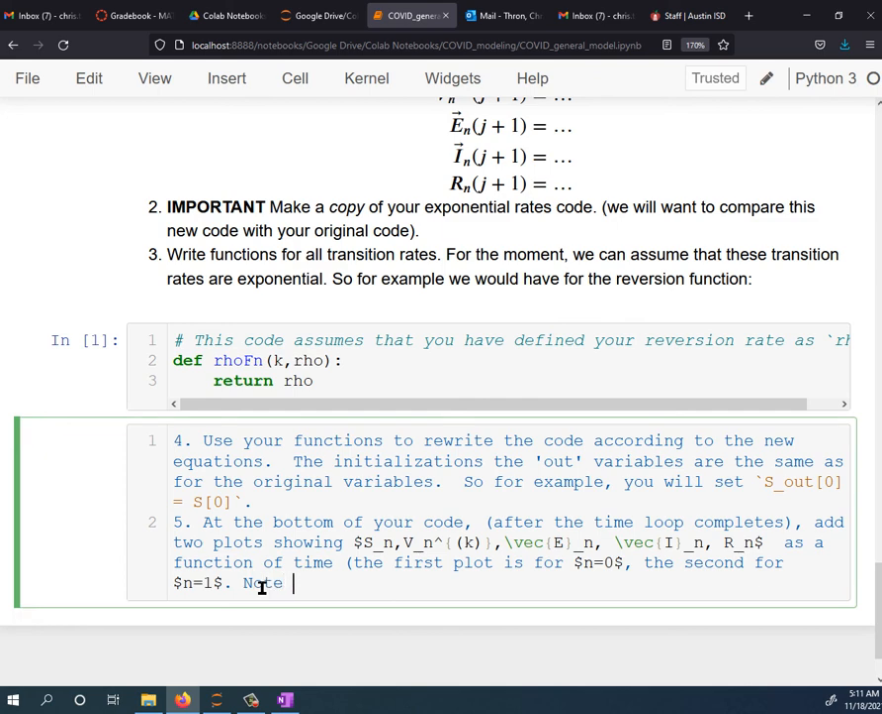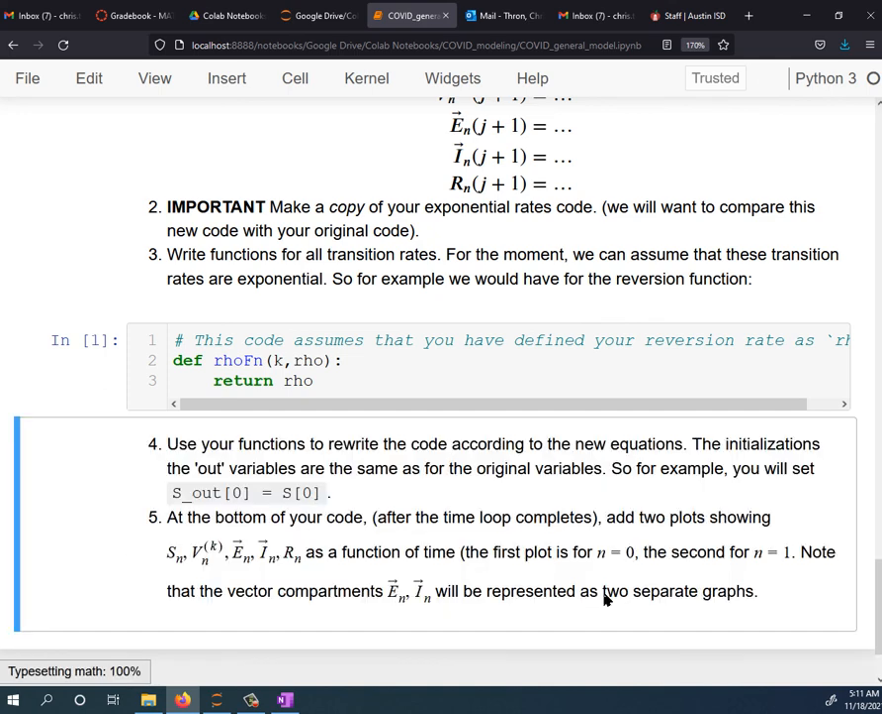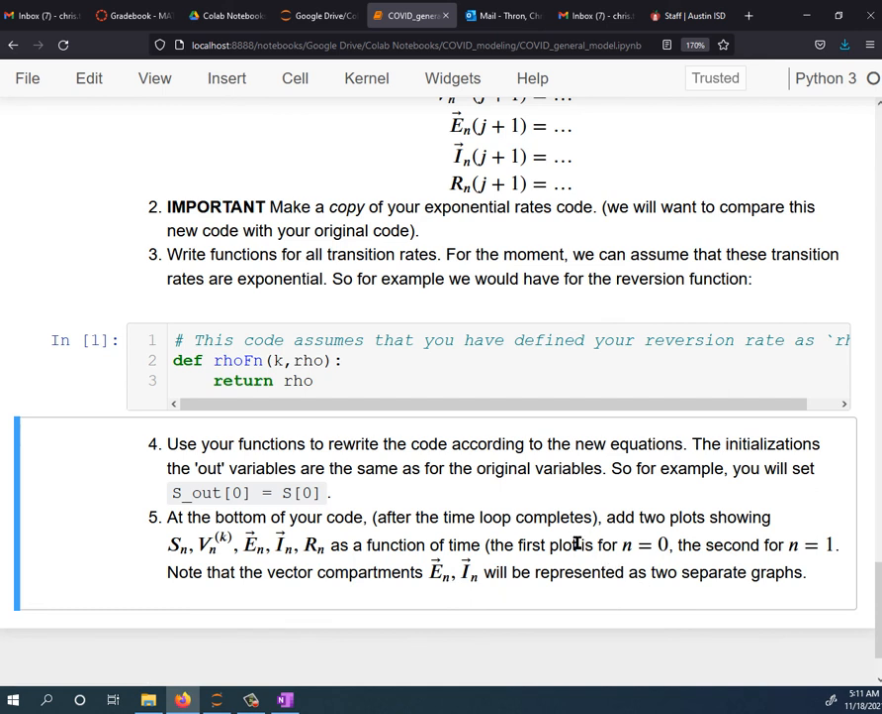So note that the vector compartments P and In will be represented as 2 separate graphs. All right, so I hope that's clear, and we'll work on that.